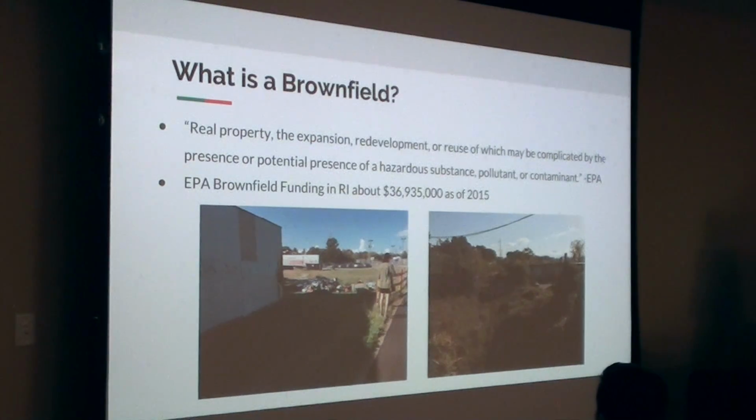And as of 2015, Rhode Island has received over $36 million in brownfield governmental funding to basically redevelop these sites so they're safe. So that's good news. That is good news. Basically, being a brownfield is not necessarily a bad thing, but it's also an opportunity for government grant funding.